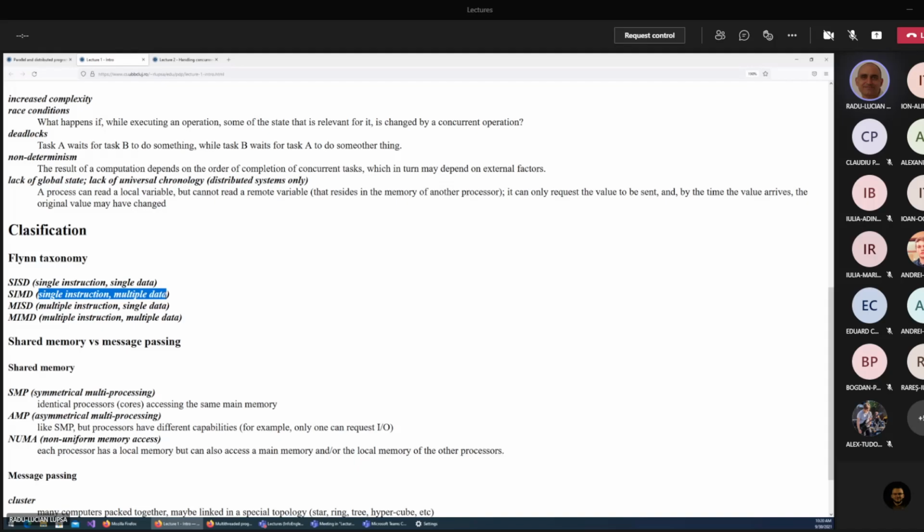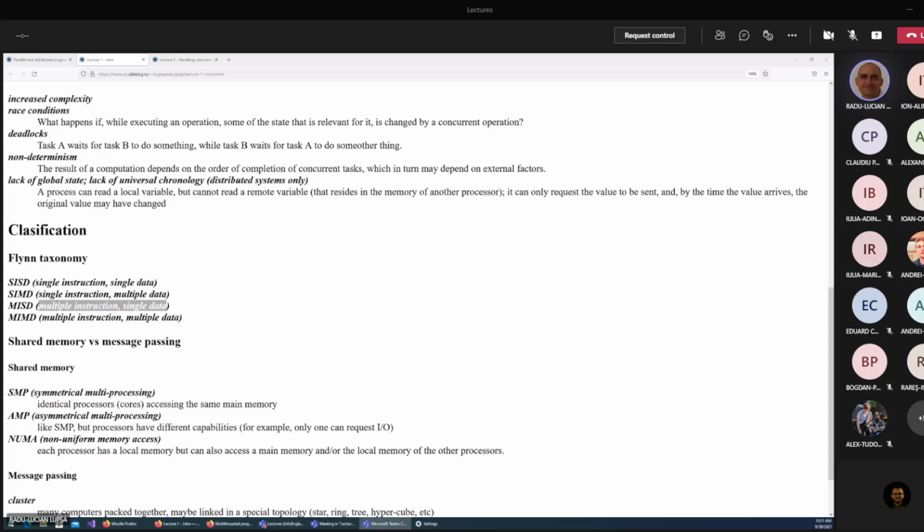And multiple instruction, single data is there only because you have a place in the table, but it's not something of practical use. Unless you think of a system where you have some cross-checking, let's say some redundancy and cross-checking, as being such a thing.